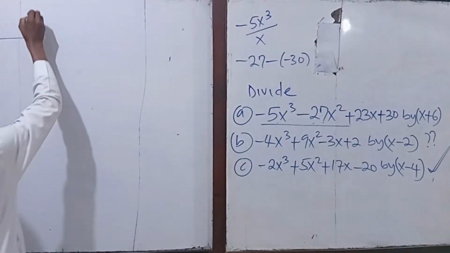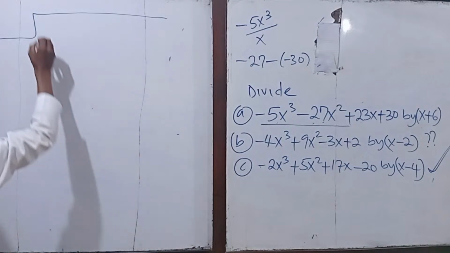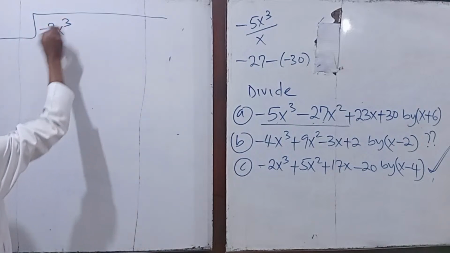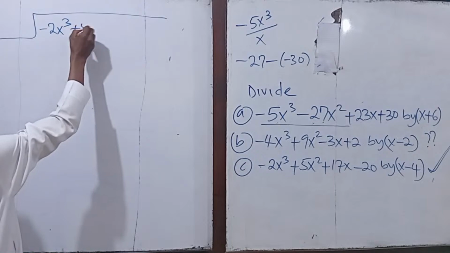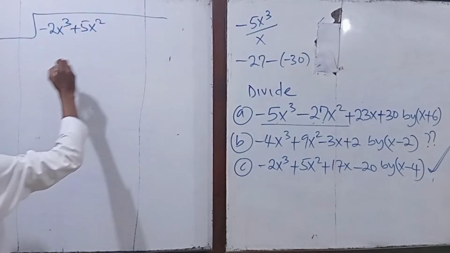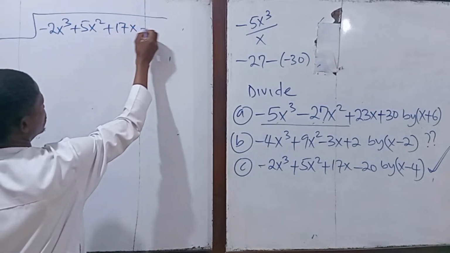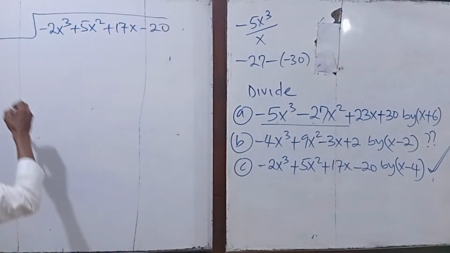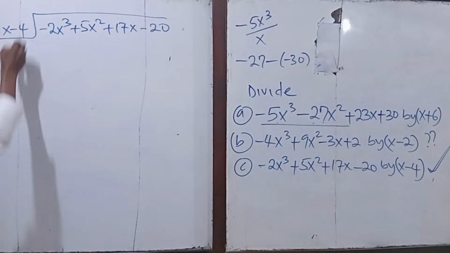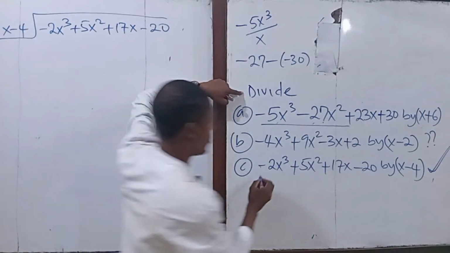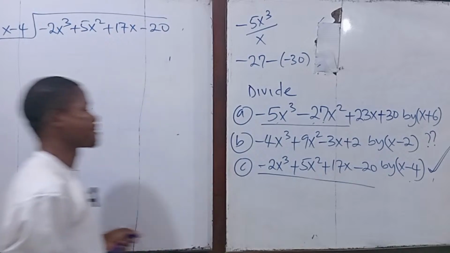Okay. We have this polynomial, minus 2x cubed plus 5x squared plus 17x minus 20, and then we are dividing by x minus 4. We are trying to divide the polynomial by x minus 4.